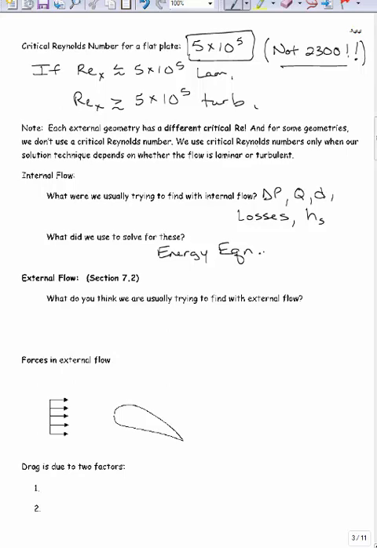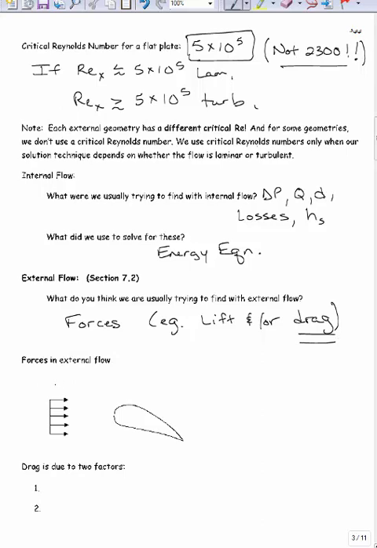For external flow, we're not trying to find those same kind of things at all. What we're usually trying to find are forces, and a lot of times that's lift and/or drag. Not always. If you remember from the lab, we were trying to find the frequency of vortex shedding. Okay, so that's another thing you could be finding. But a lot of times for flow over an object, for wings you also find lift, but most of the time what we're looking for is drag. Okay, we want to make things aerodynamic sometimes.